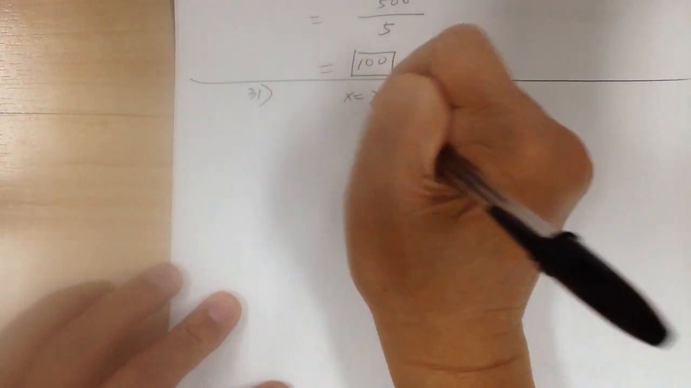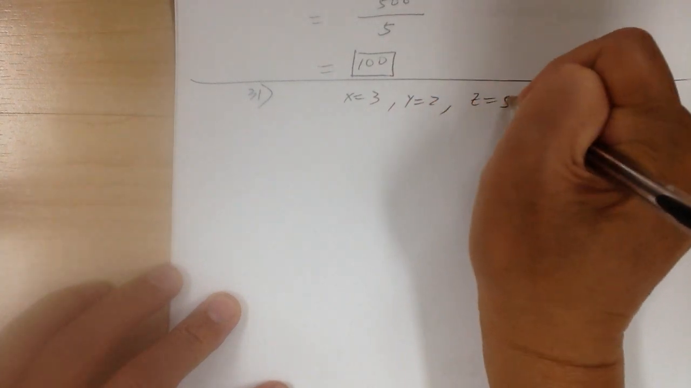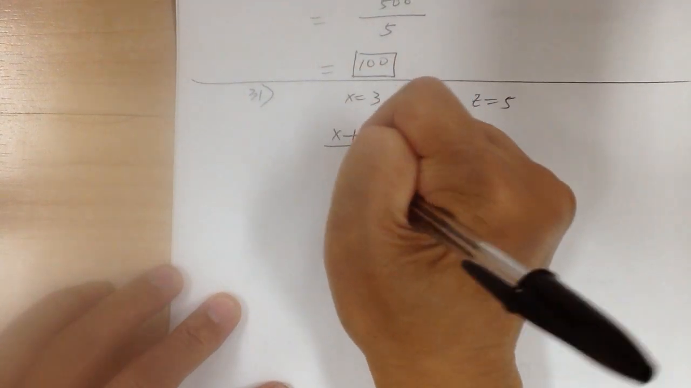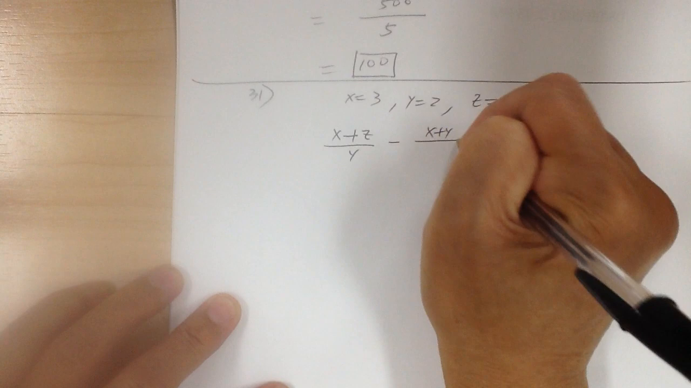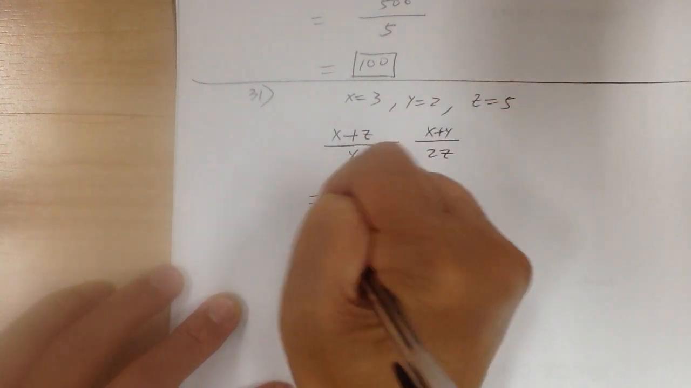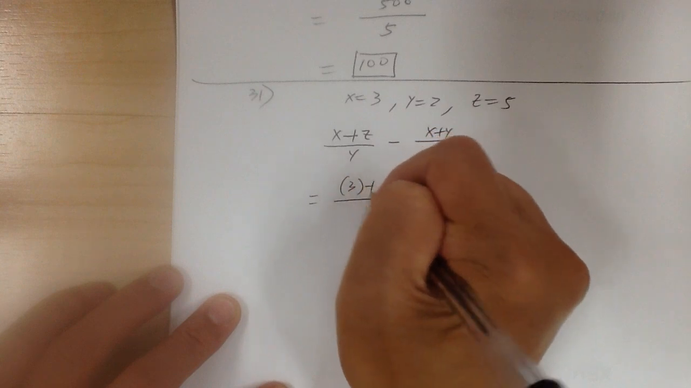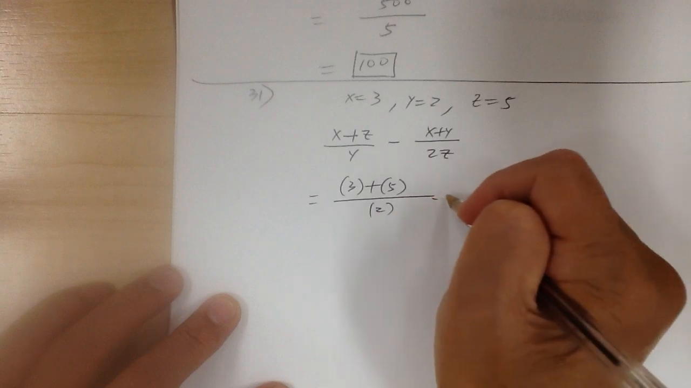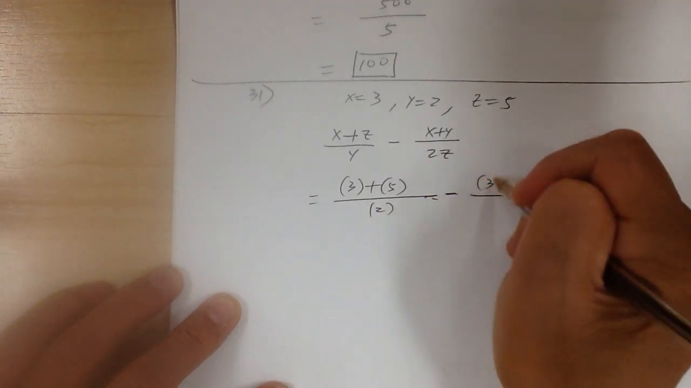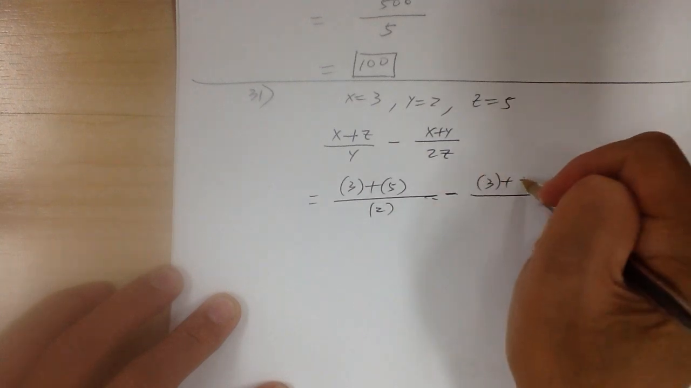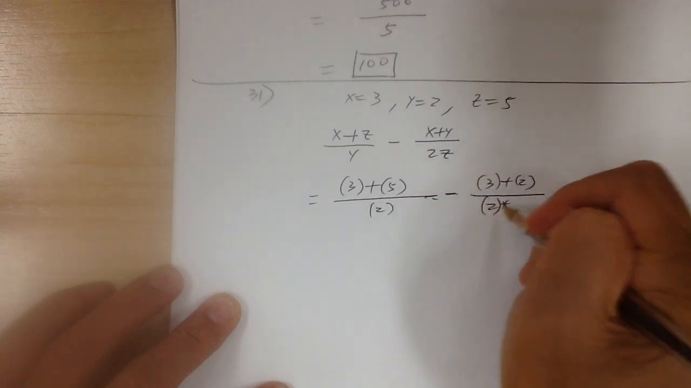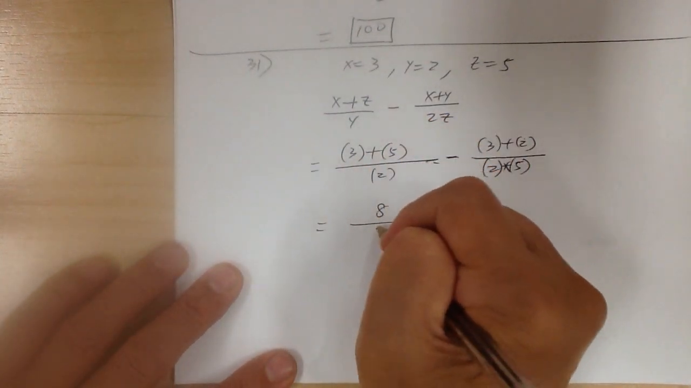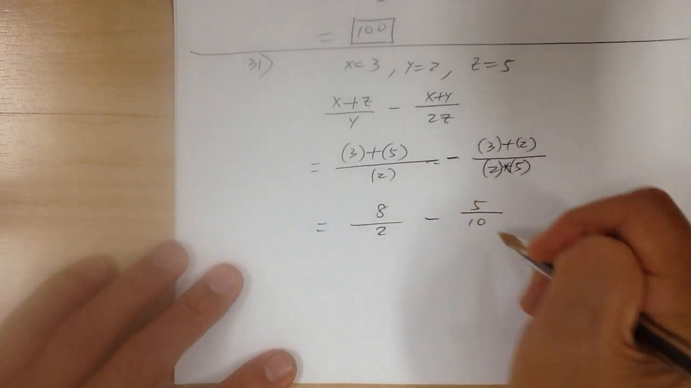Okay, so x equal to 3, y equal to 2, z equal to 5. And number 31, you have x plus z over y minus x plus y over 2z. So substitute everything. So you got 3 plus 5 over 2 minus 3 plus y is 2 over 2 times z is 5. So go and work it out. So this will give you 8 over 2. This will give you 5 over 10.